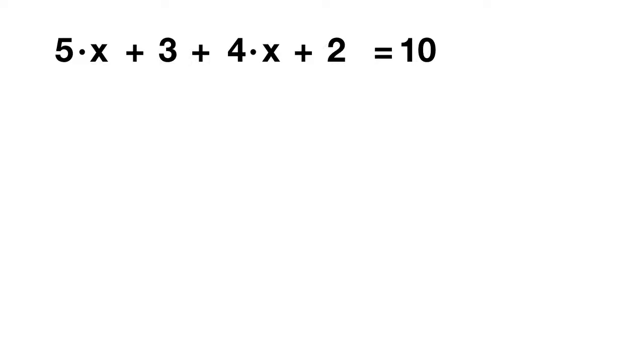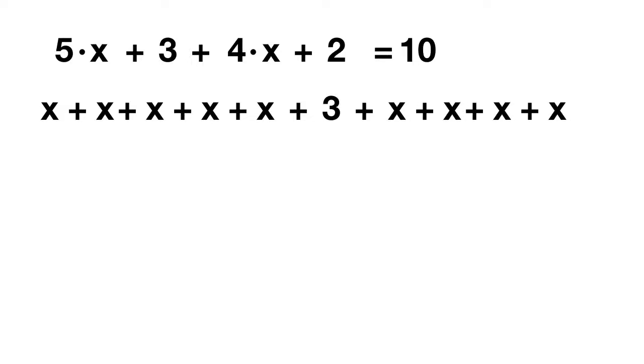Let's start by understanding what 5 times x really means. It means we have 5 x's, x plus x plus x plus x plus x. Then we have our plus 3. Then we have plus 4 more x's, x plus x plus x plus x. And finally, we have our plus 2. Now we could count up how many x's we actually have. Well, we have 1, 2, 3, 4, 5, 6, 7, 8, 9. So we can squish that all together and just call it 9 times x. And that makes sense because 5 plus 4 gives you 9.